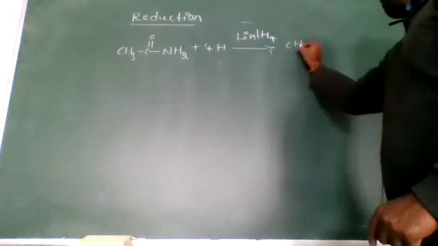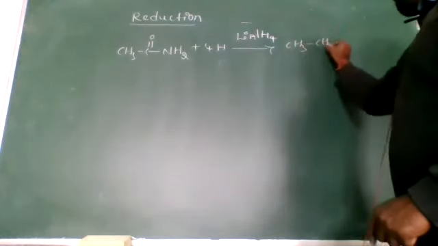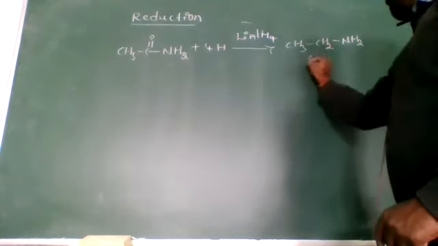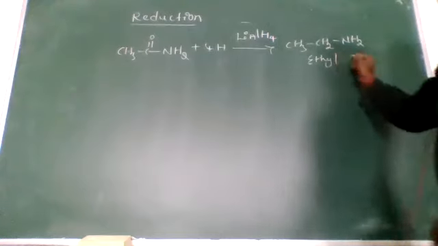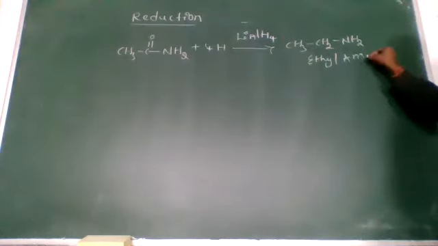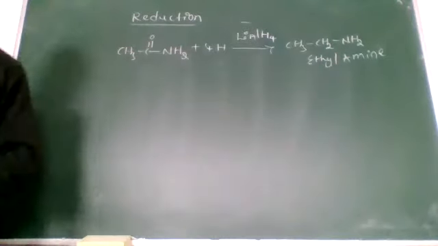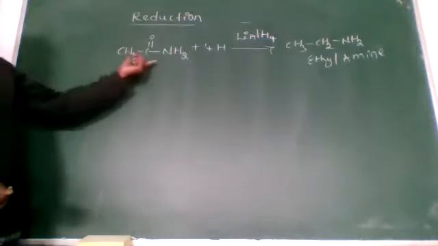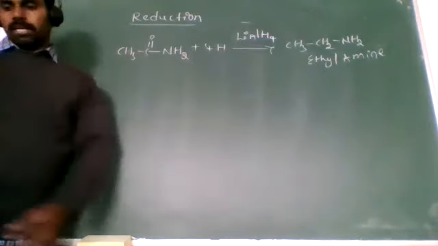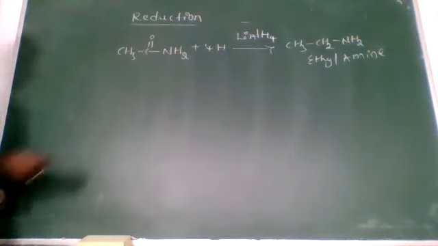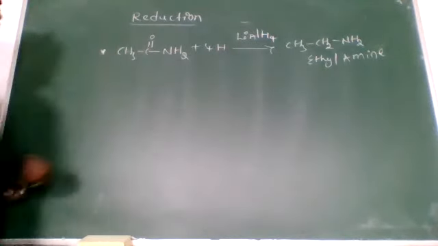For example, here CH2 and H2. This is ethylamine. This name is ethylamine. This is a reduction of amides. When the amides are turned to primary amines under reduction. Okay, right.